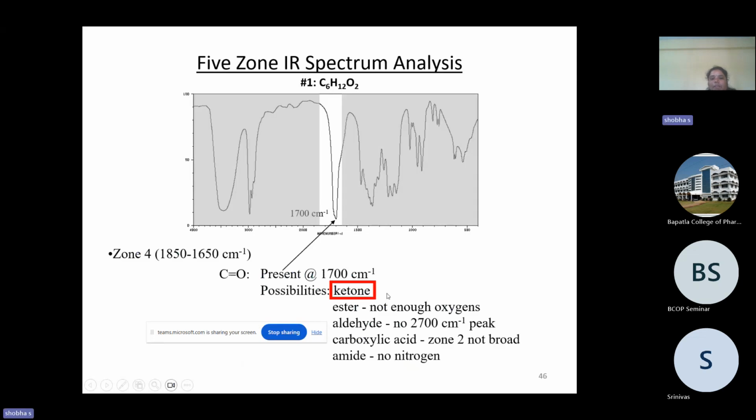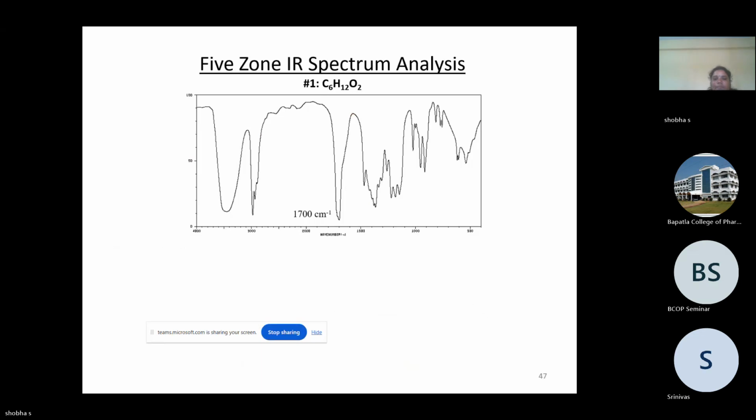By observing the zone 4 analysis, we may have the presence of the ketone. Why? Because from zone 1 onwards, we are excluding each and every one. In zone 1 we have only seen the broad alcoholic OH. In zone 2, we may have the aliphatic stretch. That is the only conclusion we drew from this analysis.